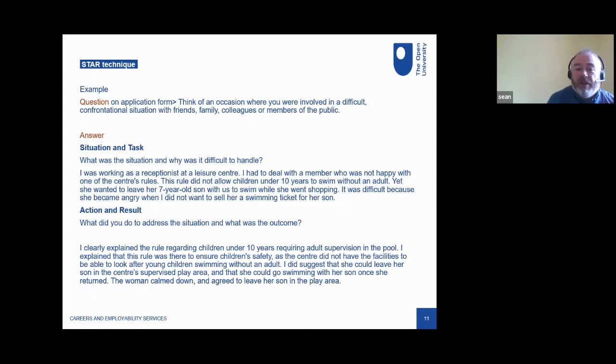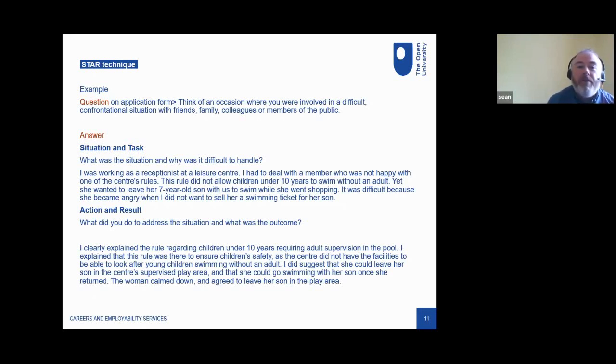I suggested she could leave her son in the play area that was supervised, and she could go swimming with her son once she returned. The woman calmed down and agreed to leave her son in the play area. So again, just to reiterate, it's describing the situation and then the tasks and the actions that you carried out to achieve it, and then a result.